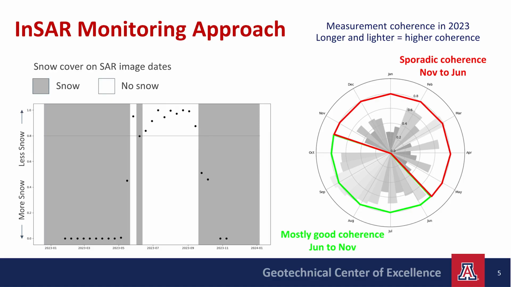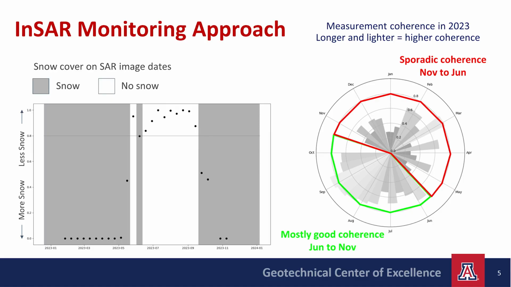And the effect of snow is usually to remove coherence. We can see on the right here, these are measurements. So don't forget that measurements are over some period. Interferograms are created over a period. And these are the shortest interferograms we can create at this site. And the longer and lighter the segment, then the more coherent this measurement was. So over this green period, this is the summer, this is when we have the highest coherence.